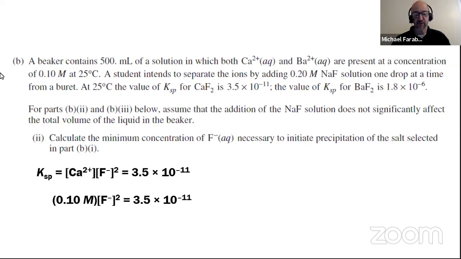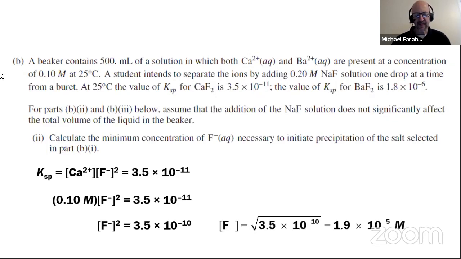So we'll go ahead and multiply both sides by 10, essentially dividing by 0.1. So now we have the concentration of fluoride squared is 3.5 times 10 to the minus 10. And then we have to square root this number to get our answer. So the concentration of fluoride is 1.9 times 10 to the minus 5 moles per liter. That is the concentration of fluoride needed for the first grains of solid crystal calcium fluoride to appear.